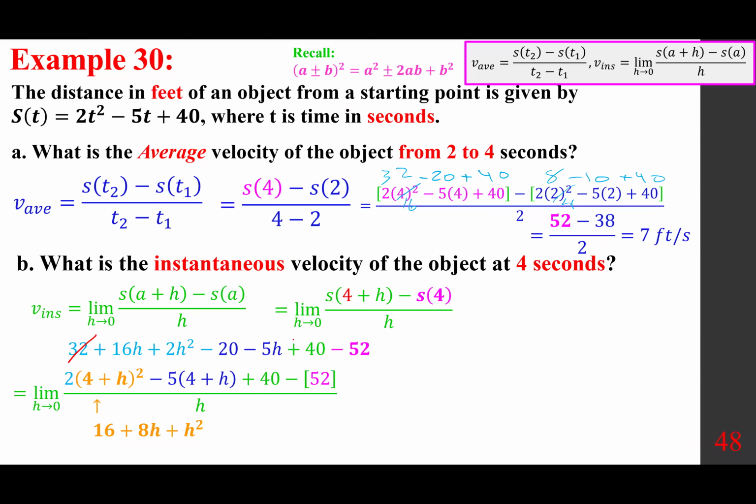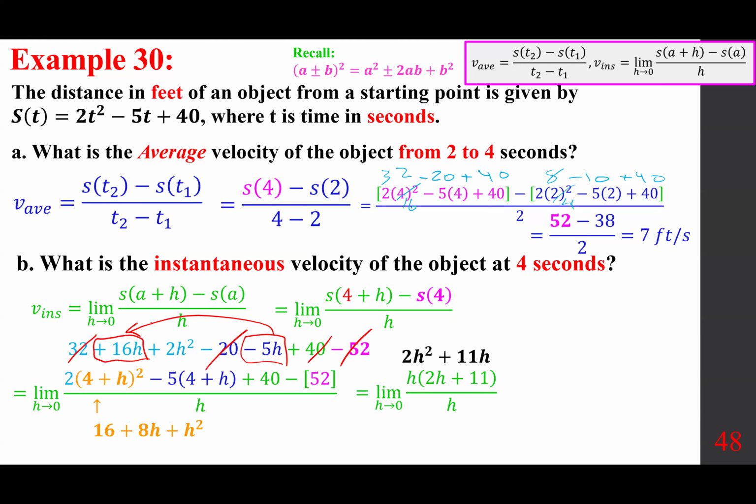32 with 40, 72, with negative 20, with minus 52, they cancel each other. So we have 2h squared plus 11h because 16h and minus 5h, they add up. So take the h out, drop it, plug in 0, and you get 11 feet per second.